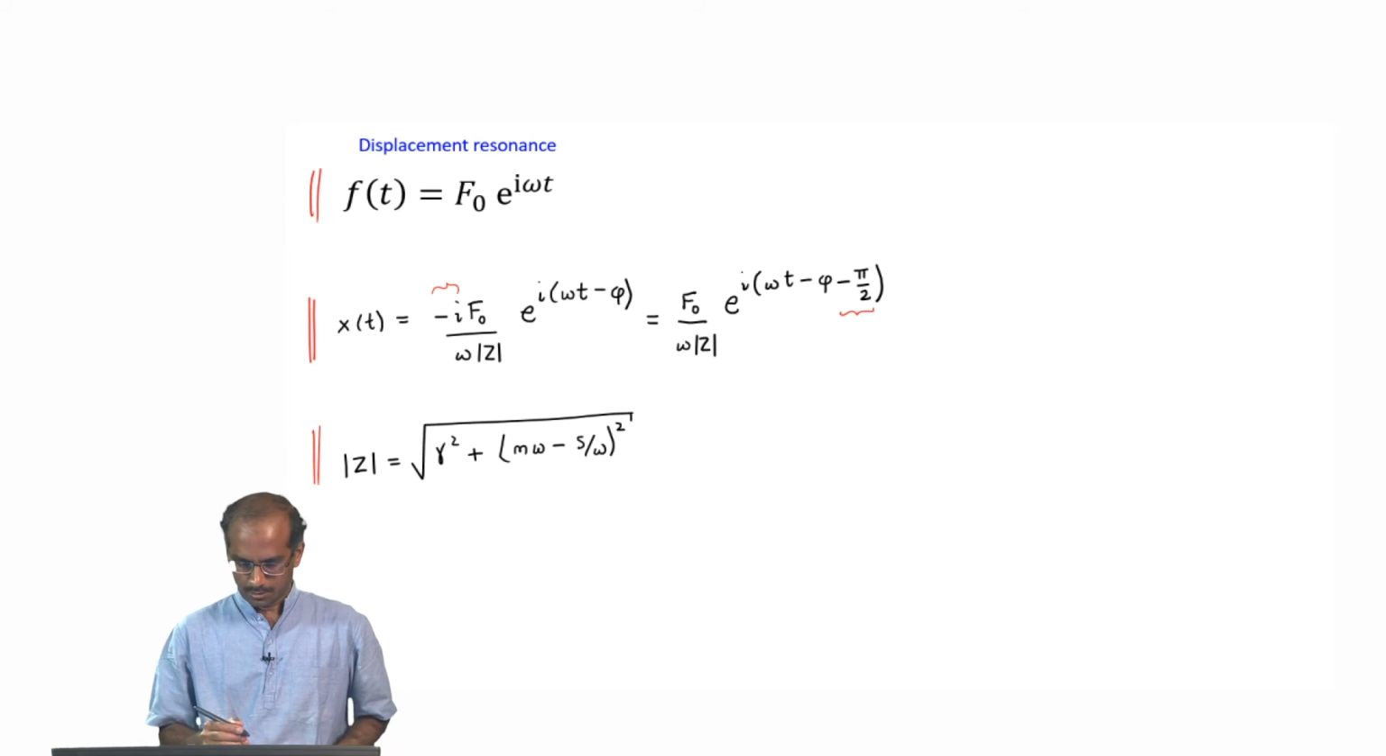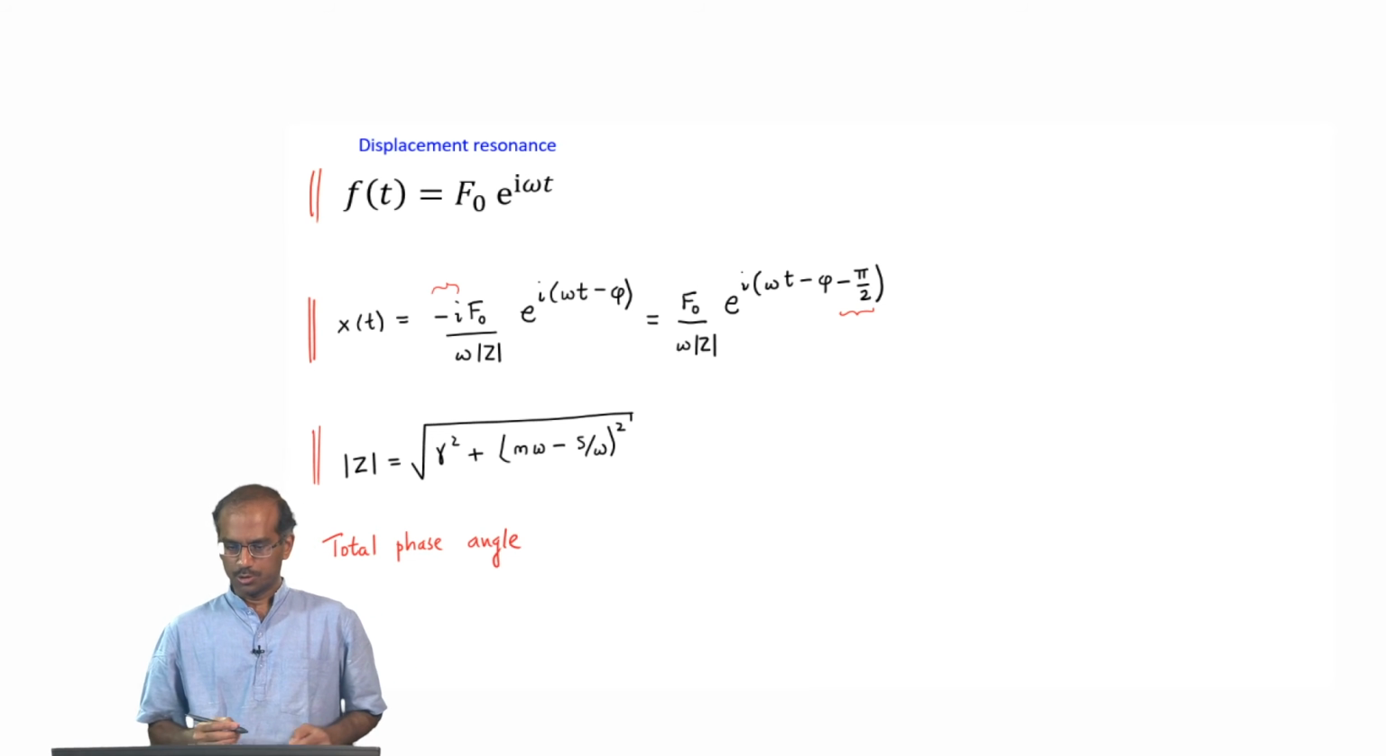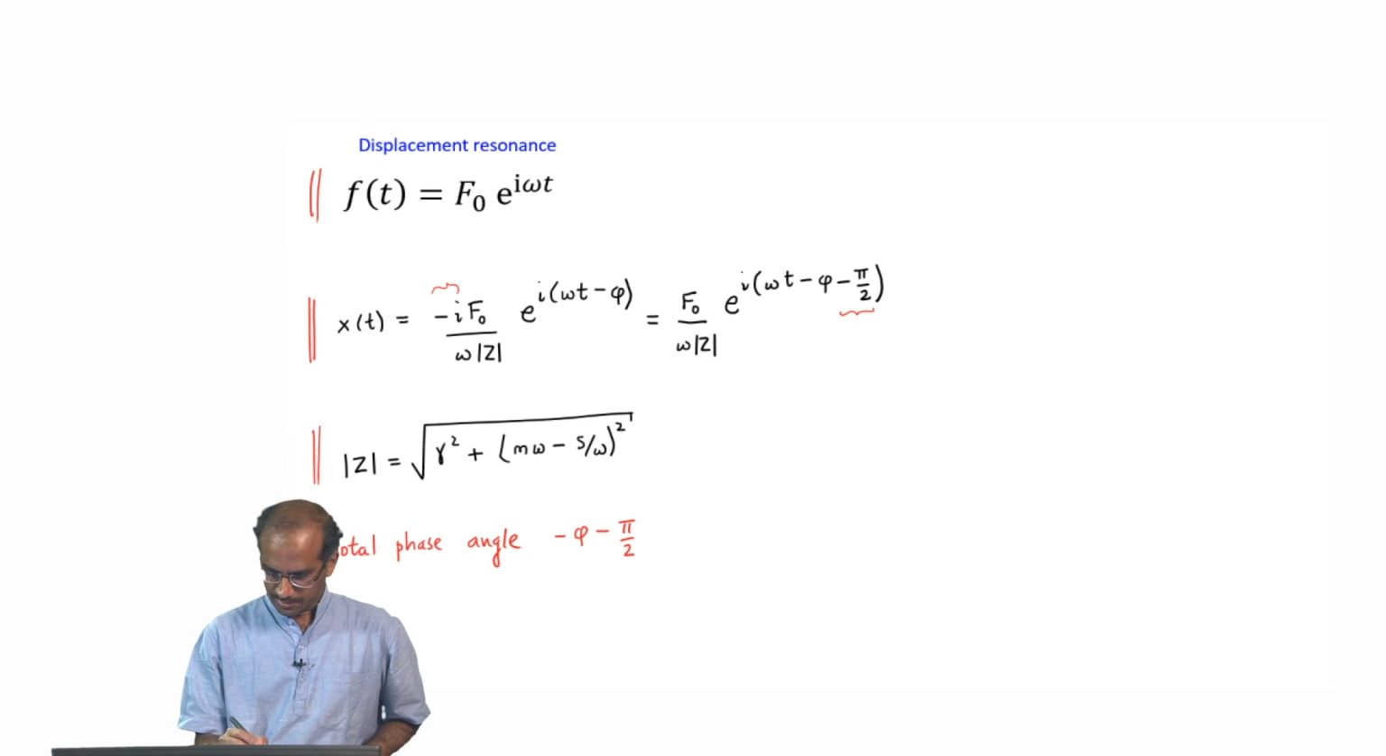So, now the total phase angle would be the following. As usual you subtract this i omega t and i omega t goes away. So, the total phase angle is minus phi minus pi by 2, whereas just the phase angle alone would be simply phi itself.